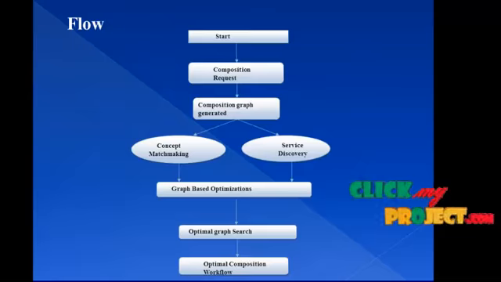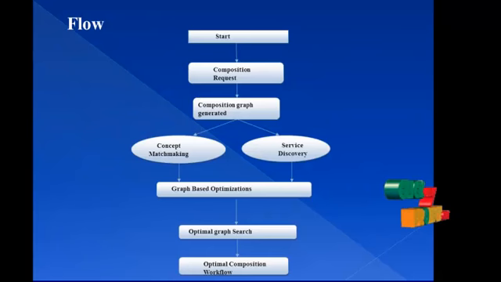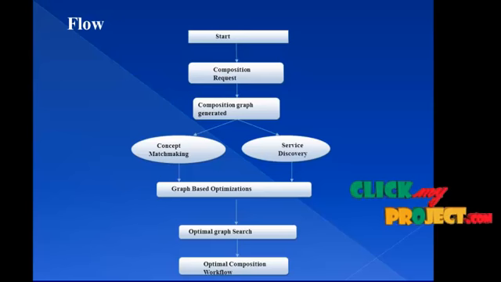Flow of the project: start the process, and the user requests a composition, then the composition web service is generated. The composition web service is generated in two steps. First step is concept matching, second step is service discovery, then the optimal web service is generated. We find the optimal web services and also find the optimal solutions, then the optimal solution search. Finally, we find the optimal solution.